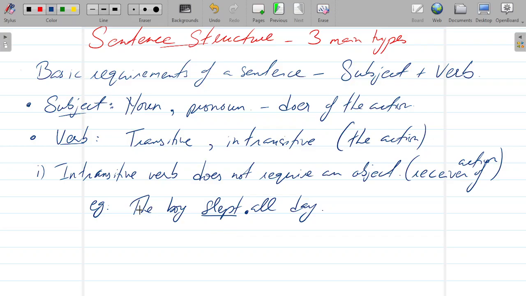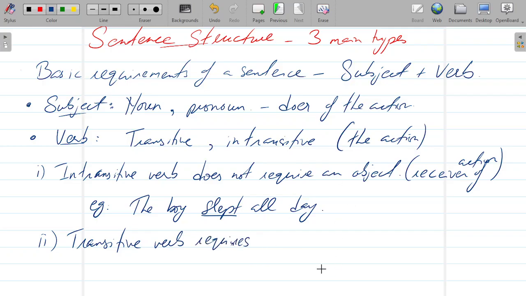Subject, the boy, the is an article. So the boy slept. So you've got the subject and the verb, and that's it. It doesn't need an object, right? Adding more, like all day, is you giving more detail, right? So that's the modifier. But then you've got the transitive verb, right? Requires an object.